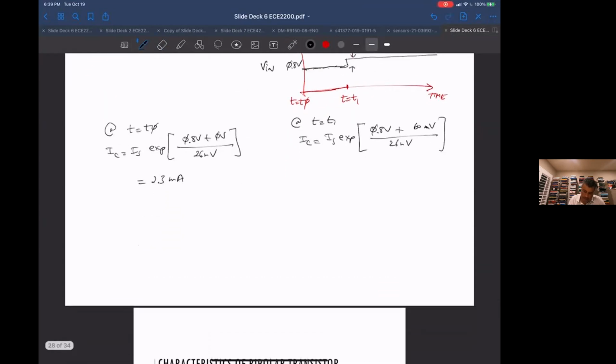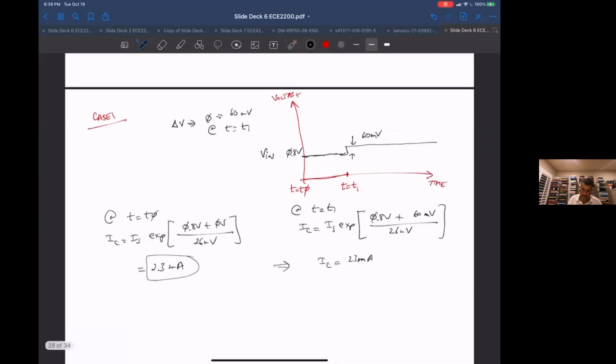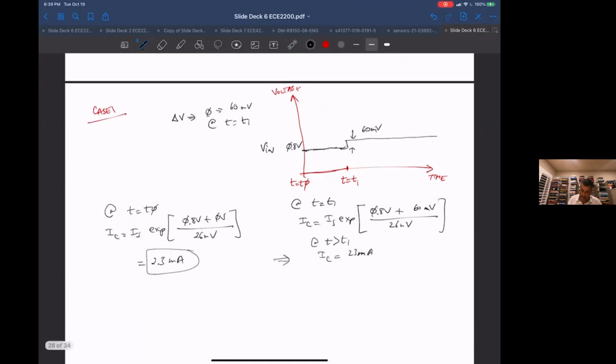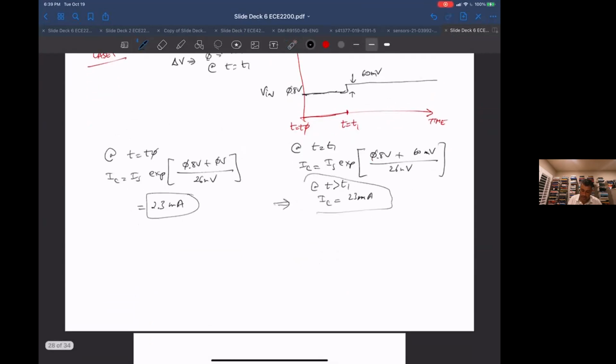The reason I wanted to make it 60 millivolts is because I know I_C is going to go up by a factor of 10x every 60 millivolts. So if this is 2.3 milliamps, that means I_C is going to be 23 milliamps at t equal to t1, and for t greater than t1, it's going to equal 23 milliamps.